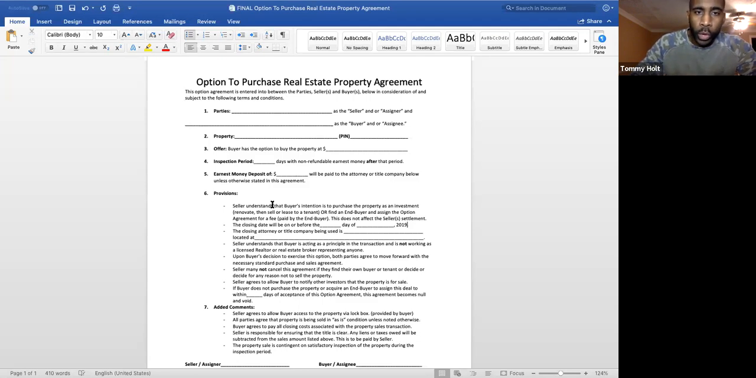Let me go ahead and start real quick. The seller understands that the buyer's intention is to purchase the property, right? As an investment, renovate and sell, or lease to a tenant, or we're going to find an end buyer and assign our option agreement, right? We're going to get paid a fee for that. But just listen, that doesn't have anything to do with you because the buyer says it right here. The end buyer is going to pay me. So that's not money coming out of your pocket. Just want to make sure you understand that, okay?